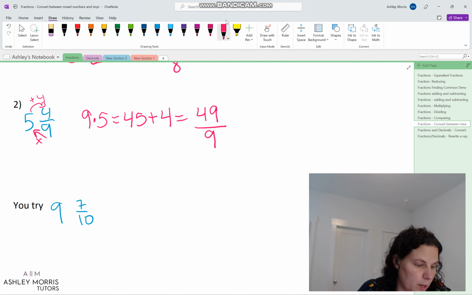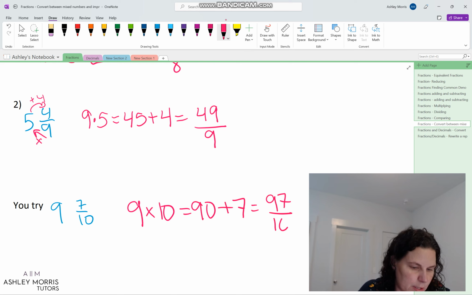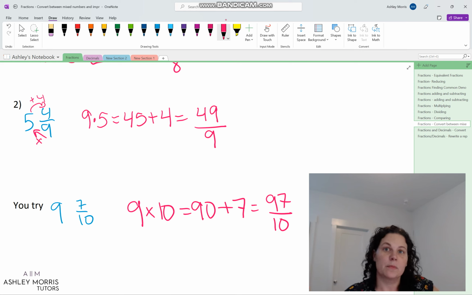All right, so we're going to multiply 9 times 10, which is 90, and then we're going to add 7. 97 over 10. Ta-da! Done.